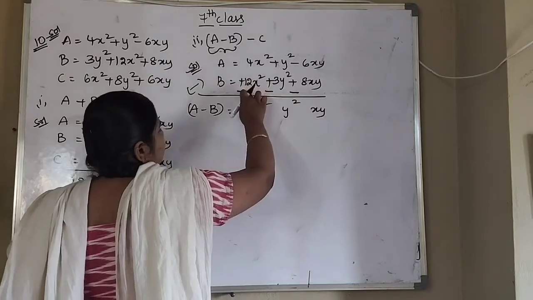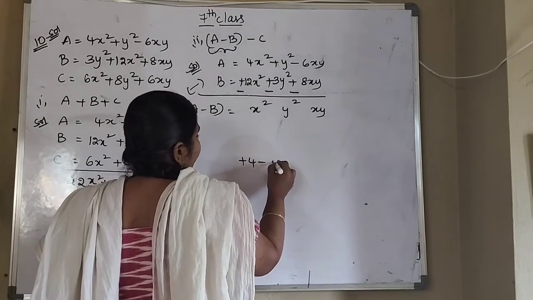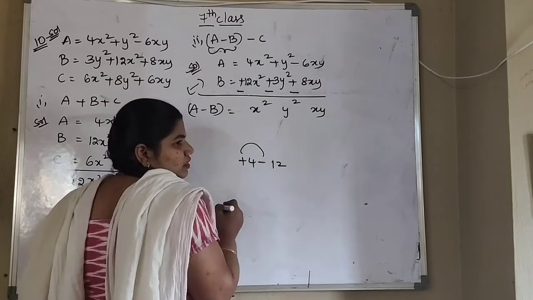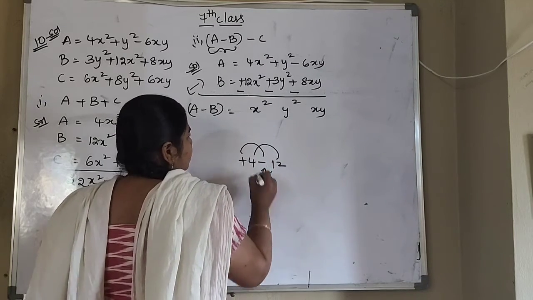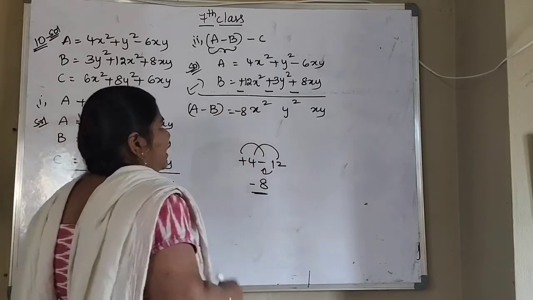Plus 4 minus 12. Plus 4 minus 12 is how much? Plus into minus is minus. 12 minus 4 is 8. Bigger number sign is minus. So it will be minus 8x square.